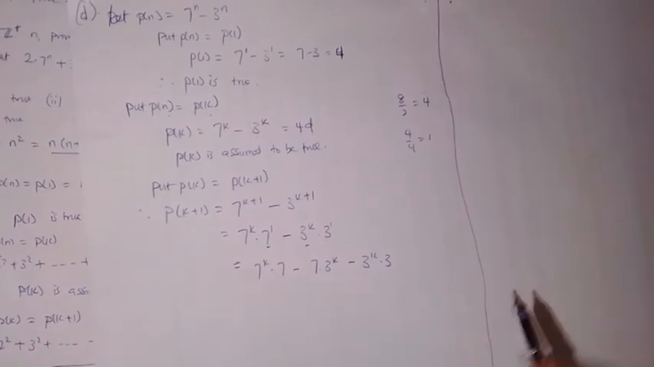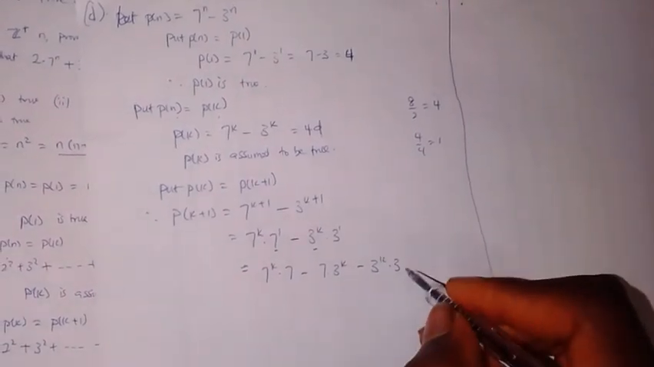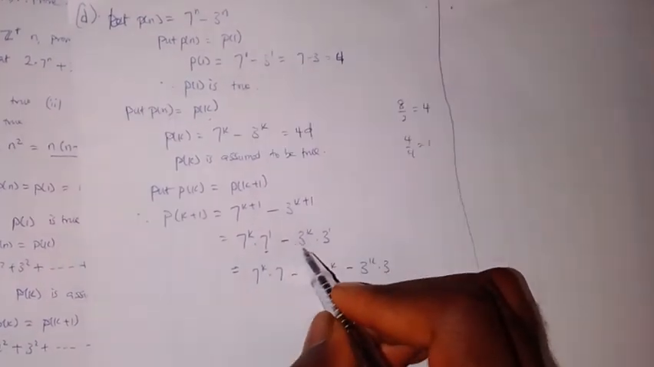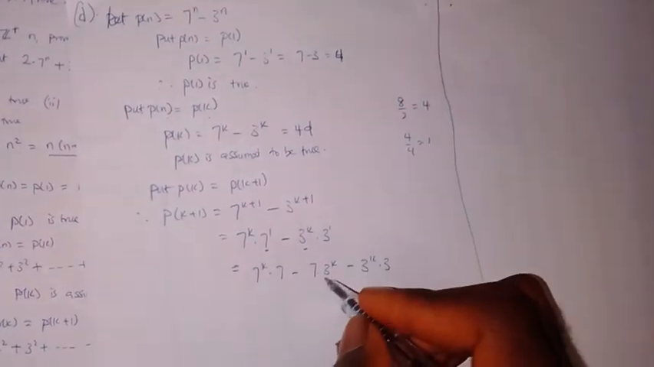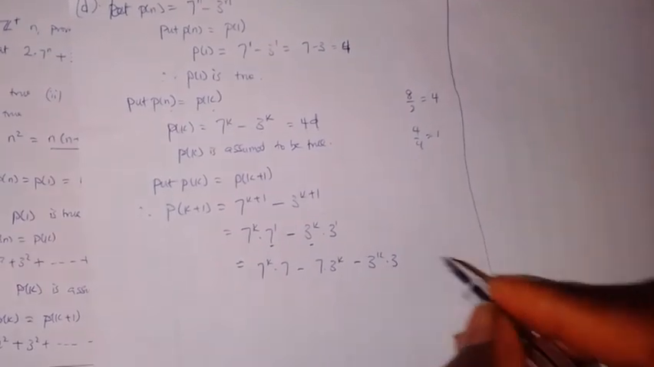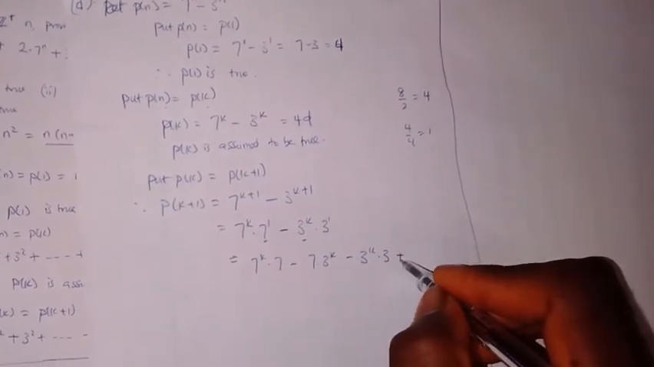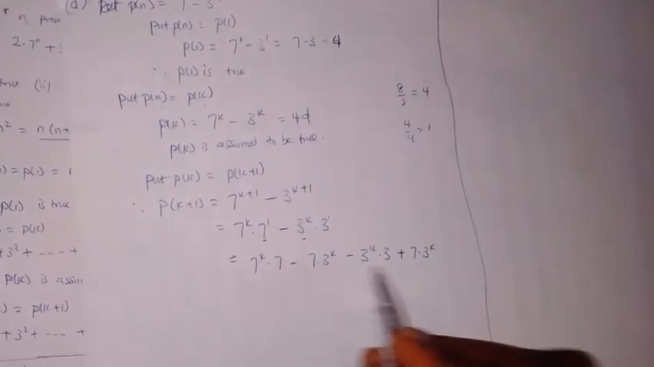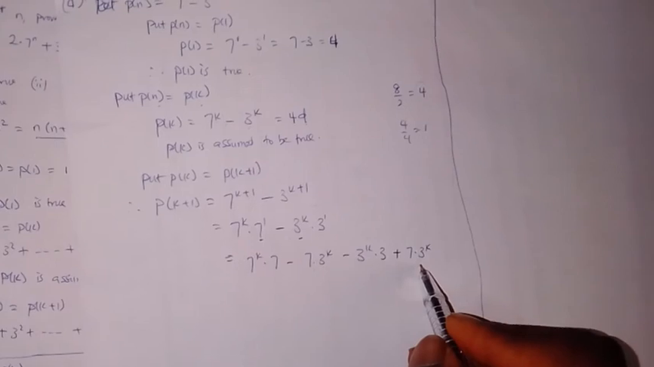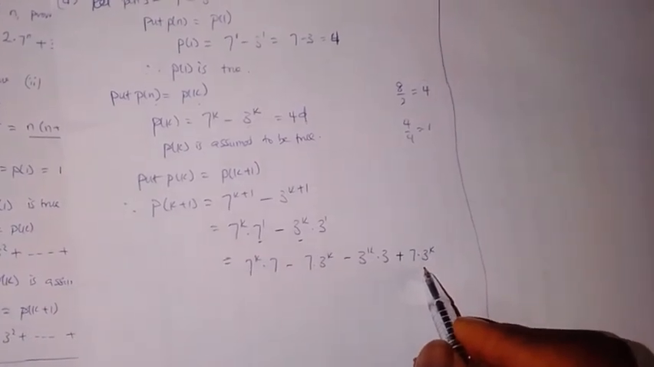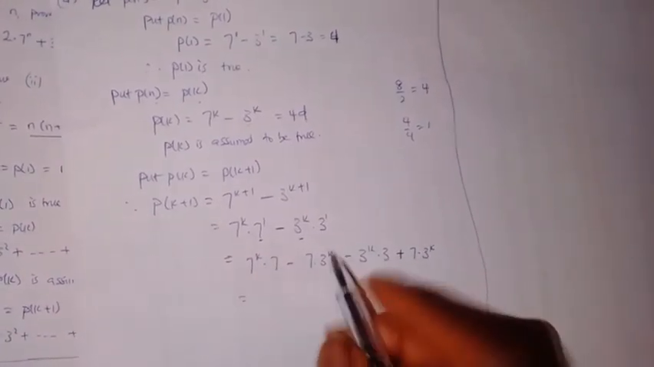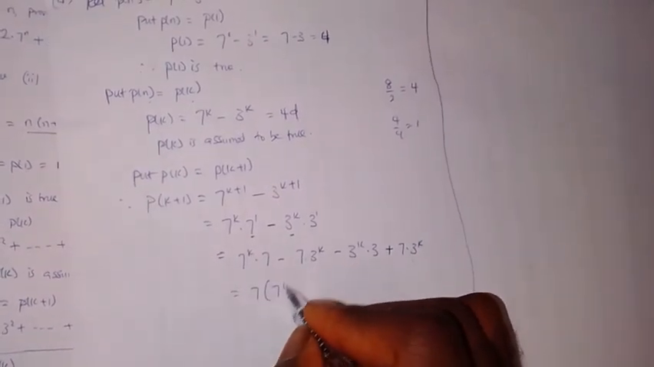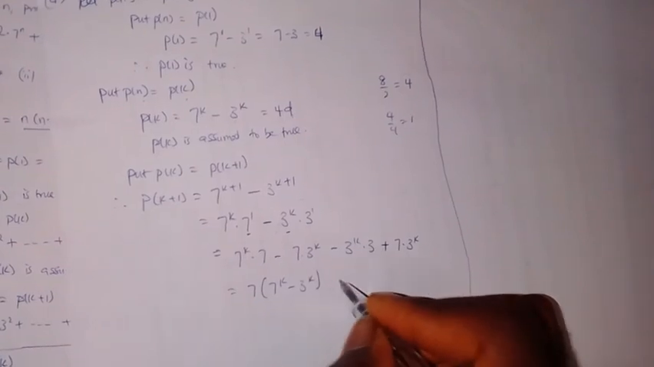Add and subtract 7 times 3 raised to the power k, that is in between and minus. So I've added it here. I'm supposed to subtract it from here. I'm supposed to add it to this one, 3 raised to the power k. So I'm going to add and subtract this such that if I add these ones together, I'll get 0. So now in this case, I bring these ones together. What do I have? What's common? 7 is common. What remains? 7 raised to the power k minus 3 raised to the power k.